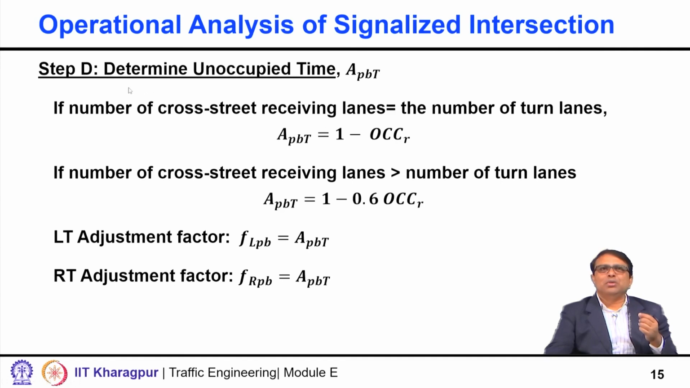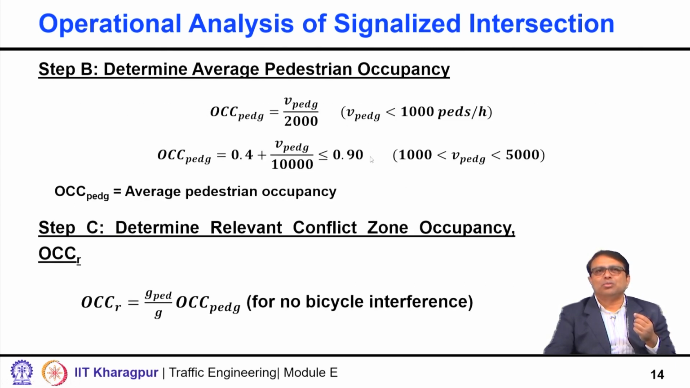Then determine the unoccupied time. So, what is the unoccupied time? If the number of cross street receiving lanes is equal to the number of turn lanes, then it is 1 minus OCCR. OCCR is what? The relevant conflict zone occupancy.